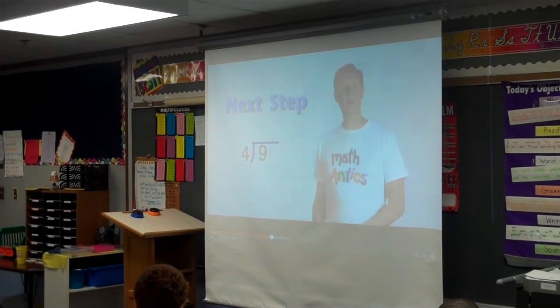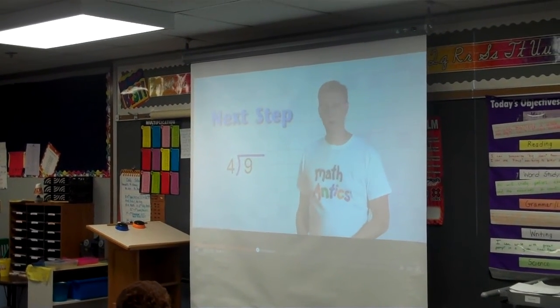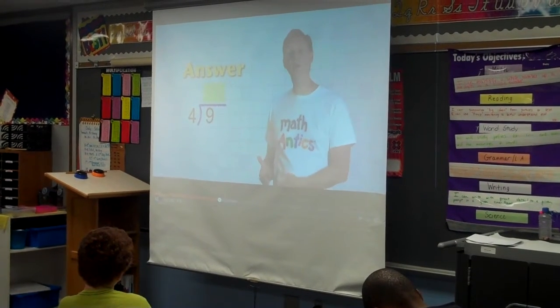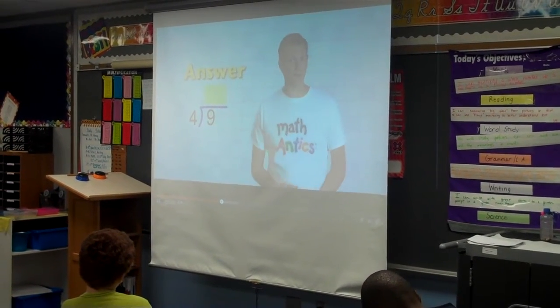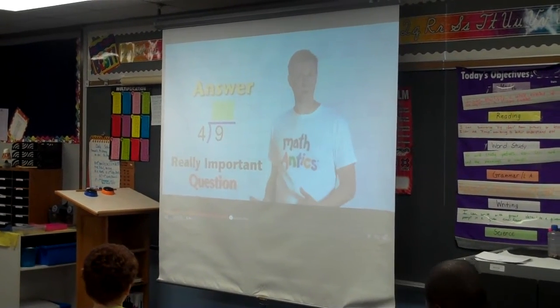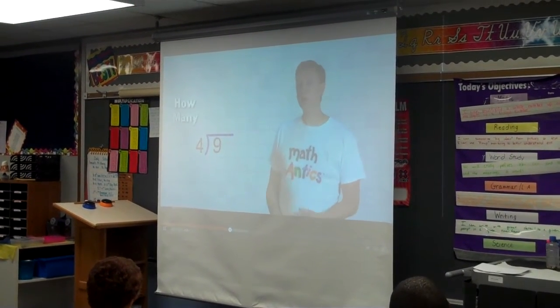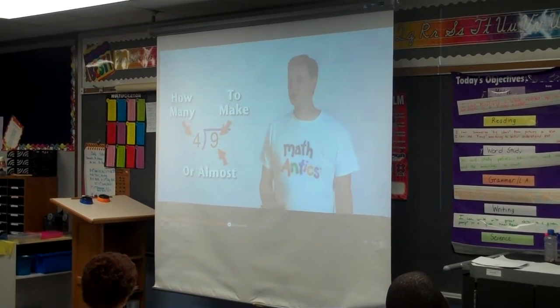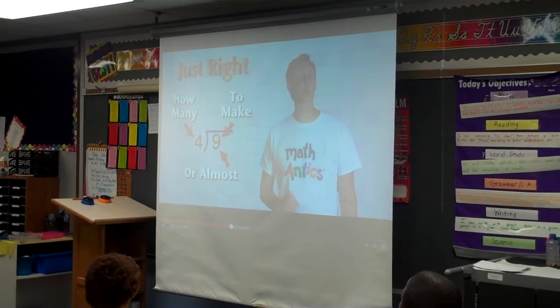We're ready to find the quotient. The next step is the most important step, because it's where you figure out the answer. And to figure out the answer, which is how many you'll end up with in each group after you divide, you have to ask yourself a really important question involving the other two numbers. The question is, how many 4s will it take to make 9, or almost 9? And the key to answering this question is for the number to be just right.